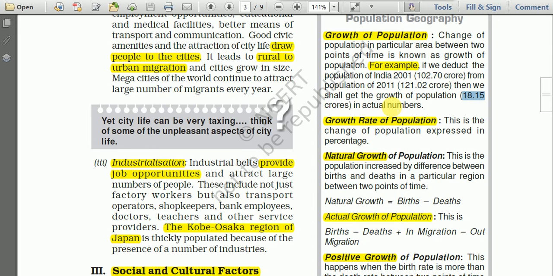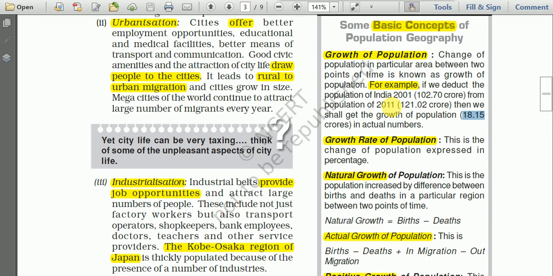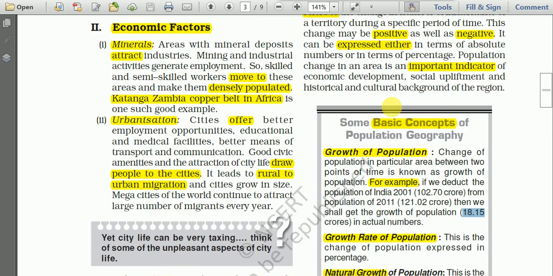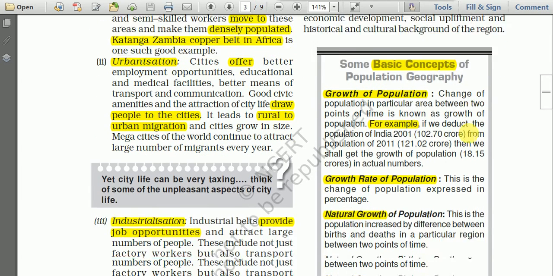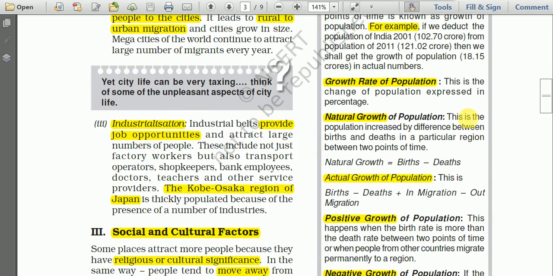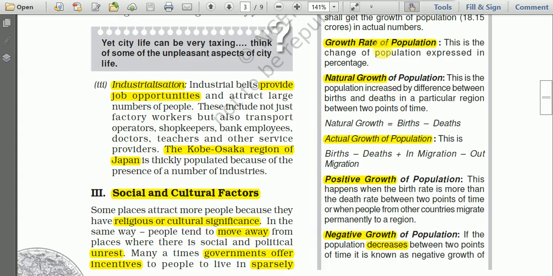We call it magnitude of increase. It is also known as magnitude of increase. That is, here the growth is expressed in terms of absolute numbers. And next we have growth rate of population. This is the change of population expressed in percentage. So when the growth is expressed in percentage, we call it growth rate.